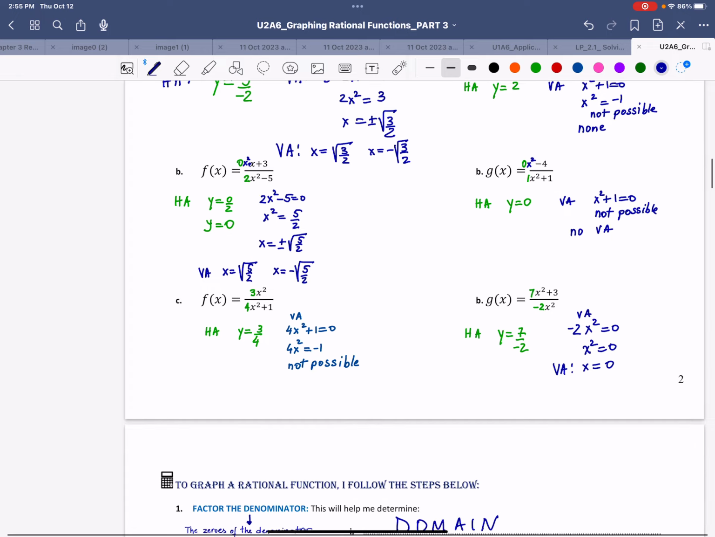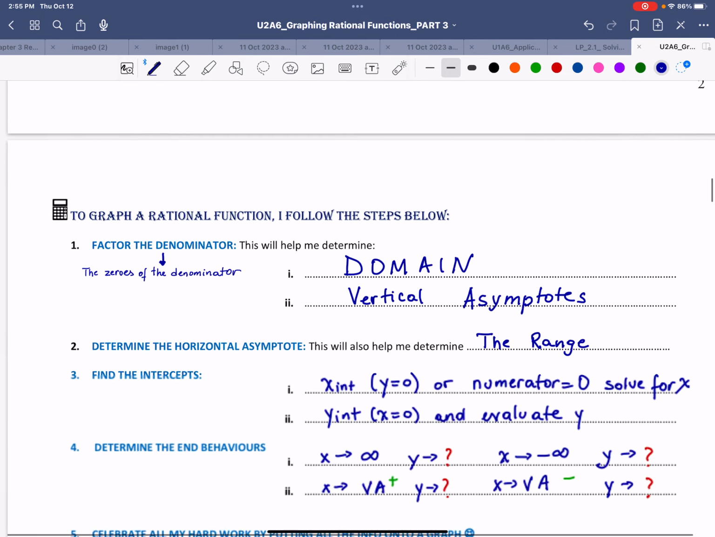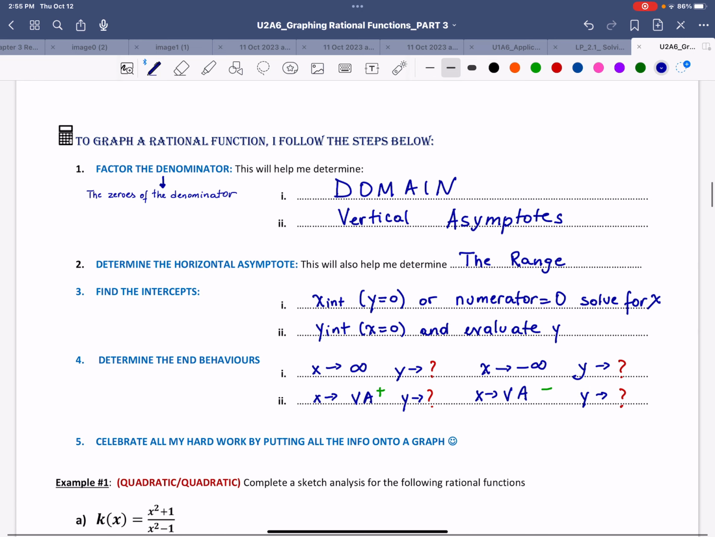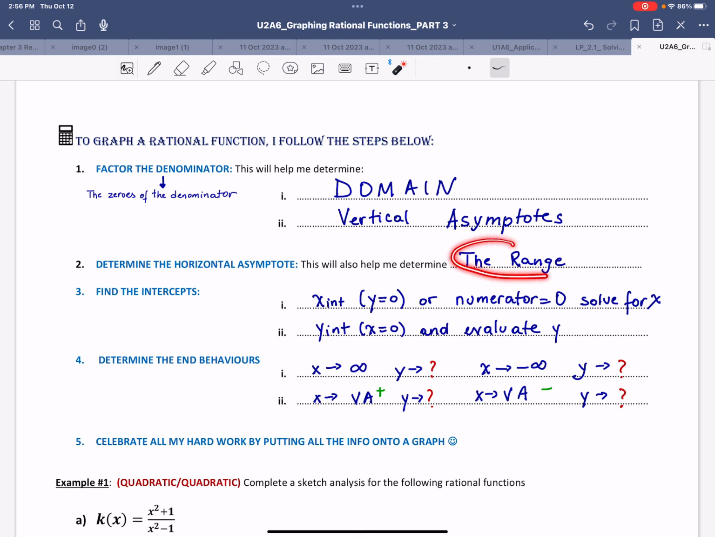So this is how we find the asymptotes, and we're going to summarize now how we go over the entire graph analysis of a rational function. So generally speaking, to draw the graph of a rational function, we follow these steps. Number one, we want to factor the denominator, because that will help us find the zeros of the denominator. That helps us in return to find the domain and determine the vertical asymptotes, which are at the restricted values of the domain. Horizontal asymptote will help us find the range.